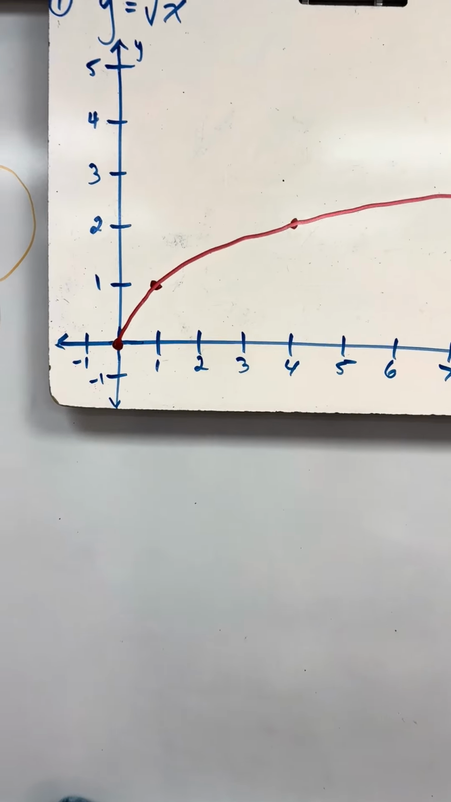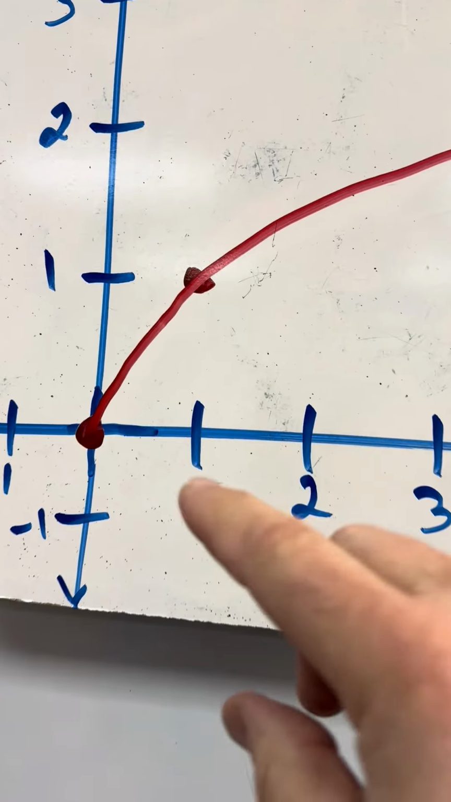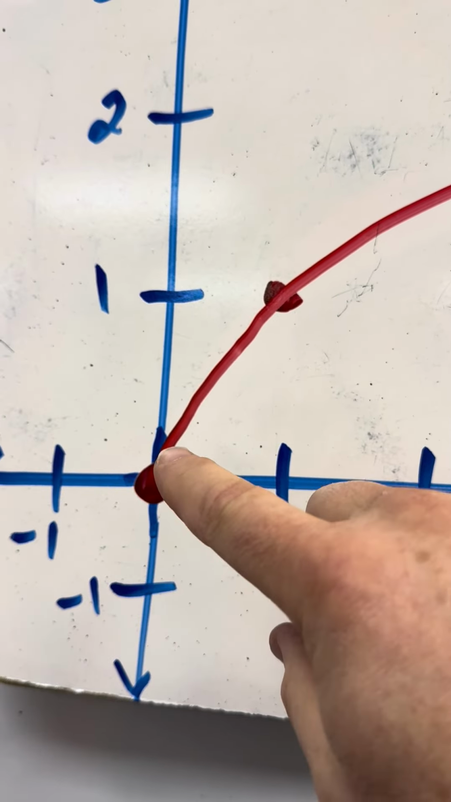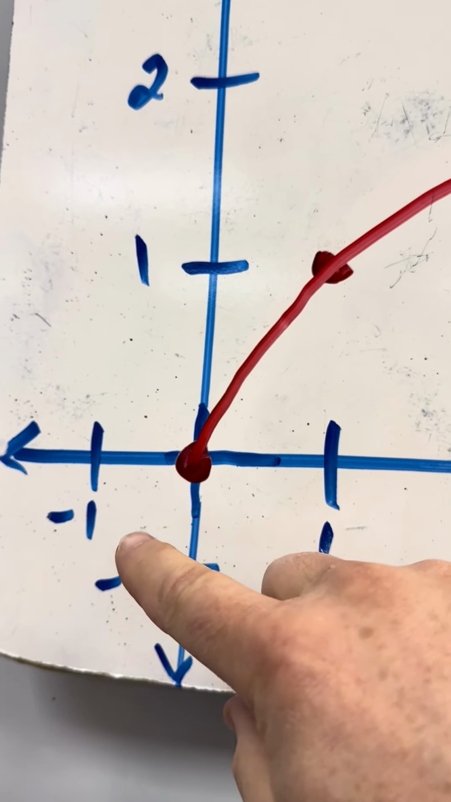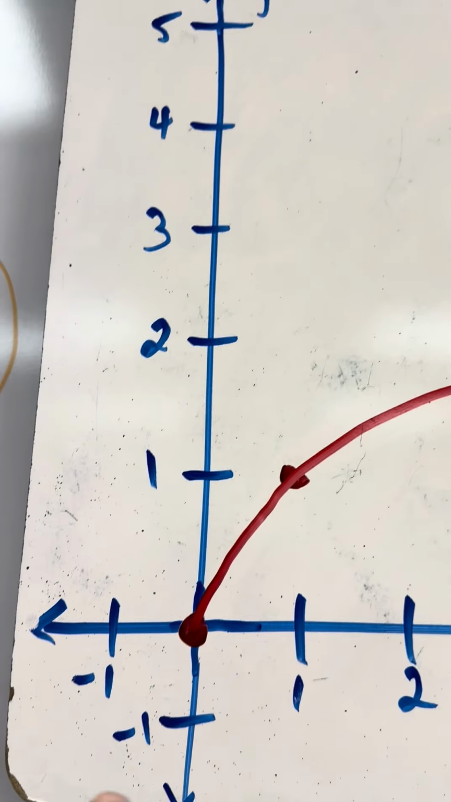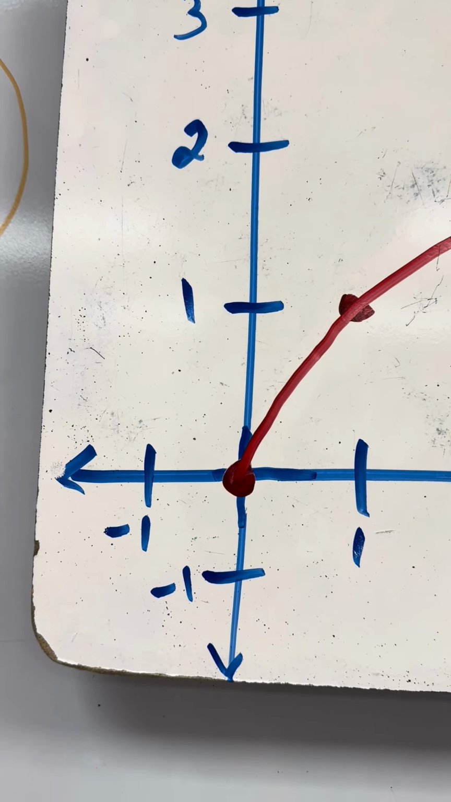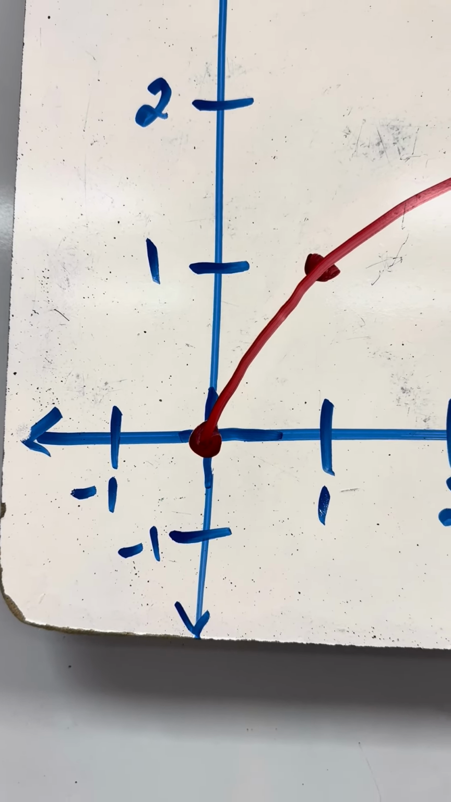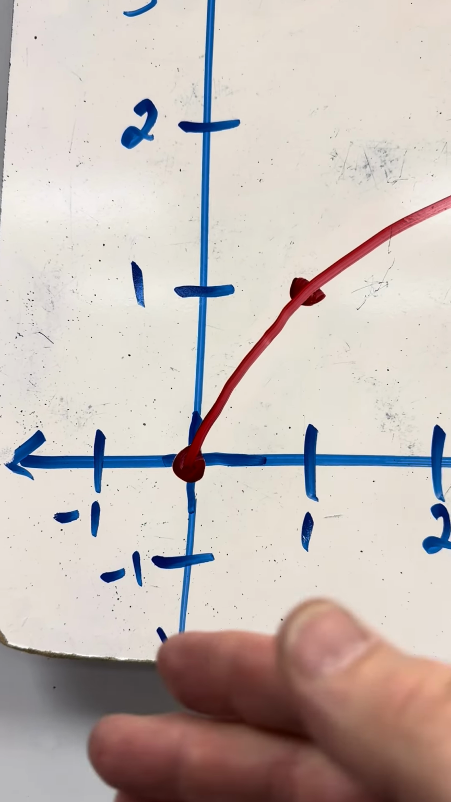Now, it's important to note that the graph starts here and will never go out here. Why? Because what's the square root of -1? Well, that doesn't exist. You can't take the square root of a negative number, so you can't graph that.